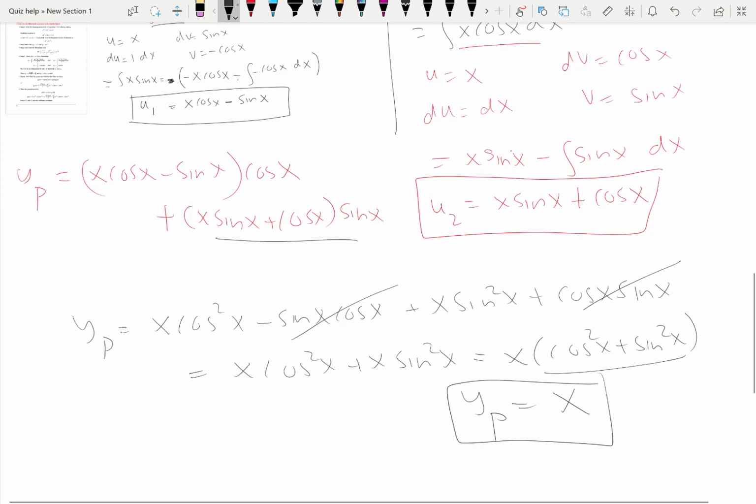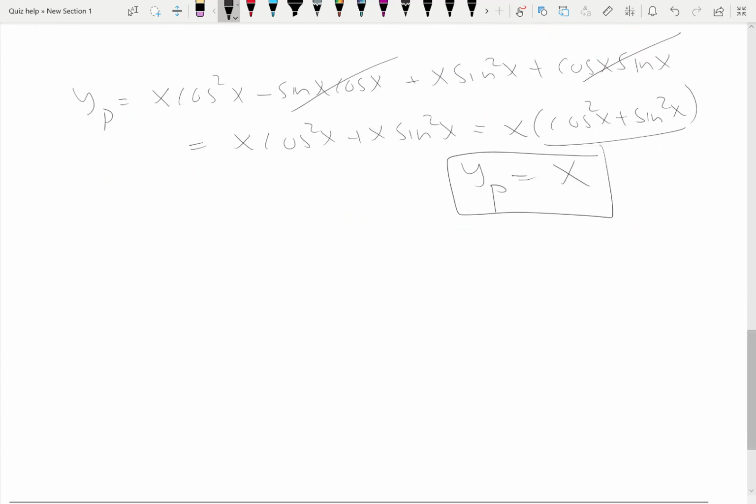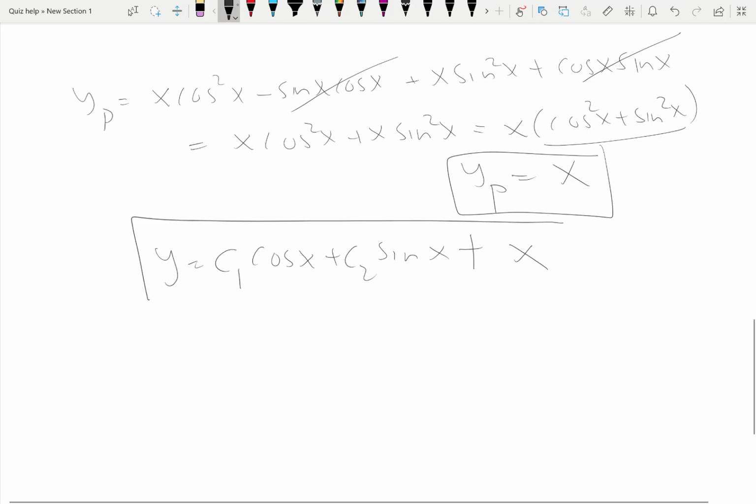Amazing, right? You started with sine and cosine, and all of a sudden you get an answer that has nothing to do with sine and cosine. That is the power of simplification. So that is our particular solution. Then the general solution is c1 cosine x plus c2 sine x, where these are y1 and y2, the solution for the homogeneous differential equation, plus the particular solution, which is x. So this is the general solution. Nice, clean general solution. Okay, all right, thank you.